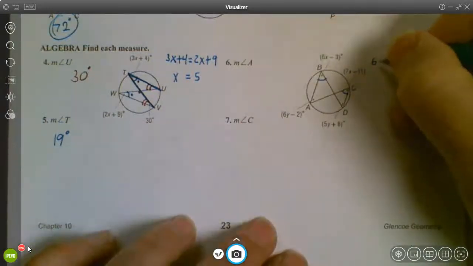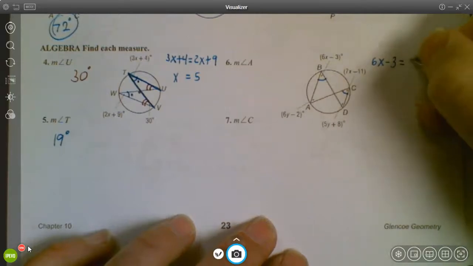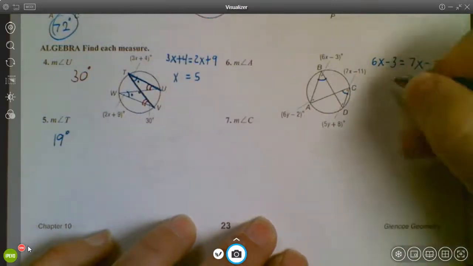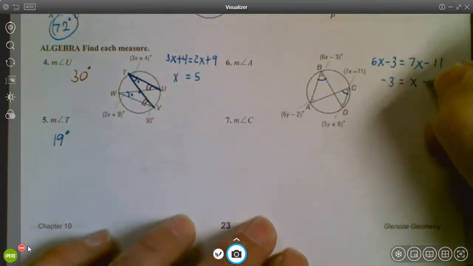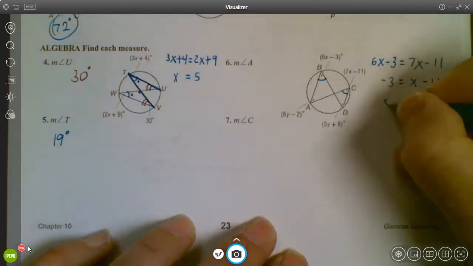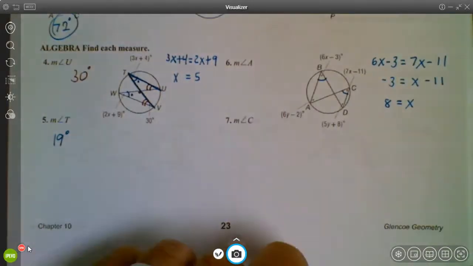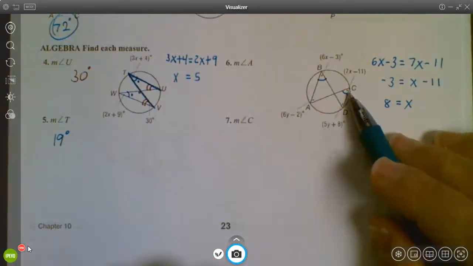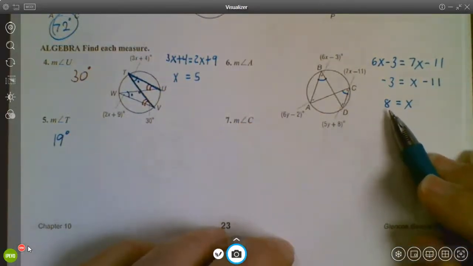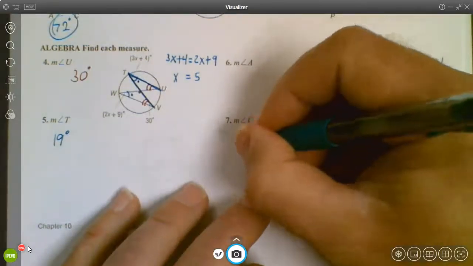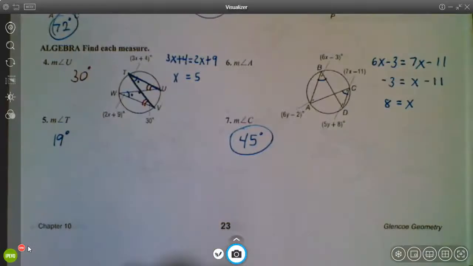So I know that 6x minus 3 must equal 7x minus 11. There's our equation. Now we can go ahead and solve for x. Subtract 6x from both sides. Add that 11 over. So we now know that x is 8. That's not what they were asking for, though, so read carefully what they are looking for. What is the measure of angle A? We'll get that one in a second. What's the measure of angle C? Here's C. We now know that x is 8. So 7 times 8 minus 11. 56 minus 11 would give us 45. So there's the measure of angle C.